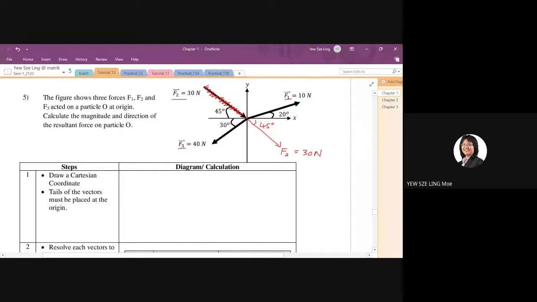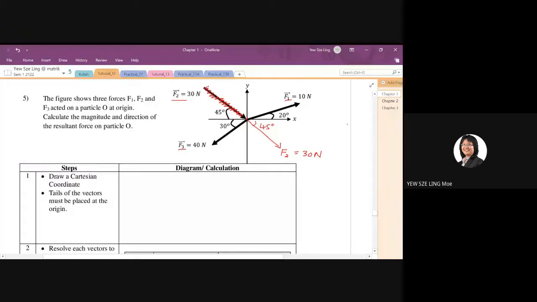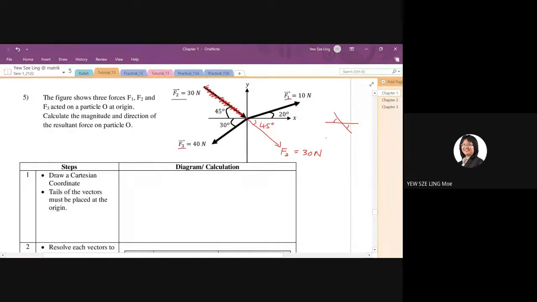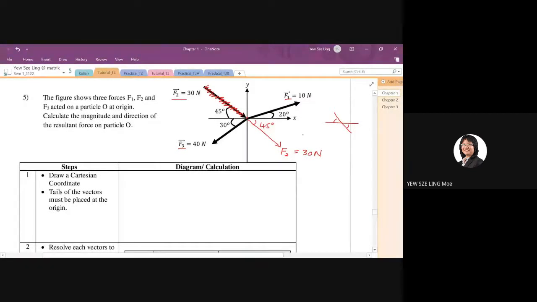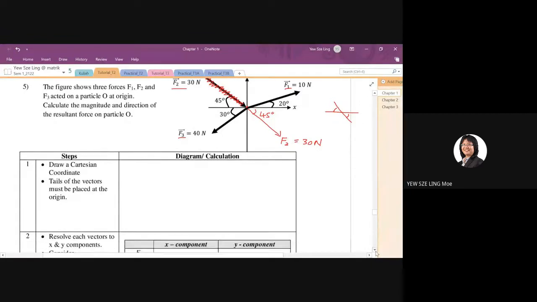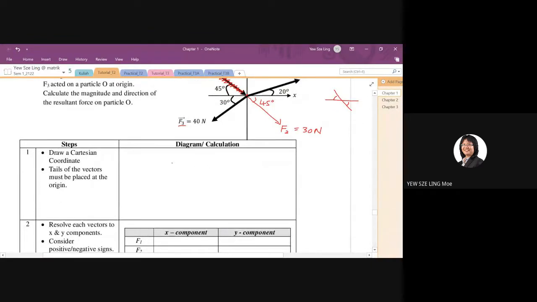How do I know it's 45 degrees? Because it follows a mathematics rule. If you have two lines like this, crossing each other, then the angle here would be equal to the angle on the opposite side. So this would be our new vector, and this will be our new diagram. So we're going to draw it here.